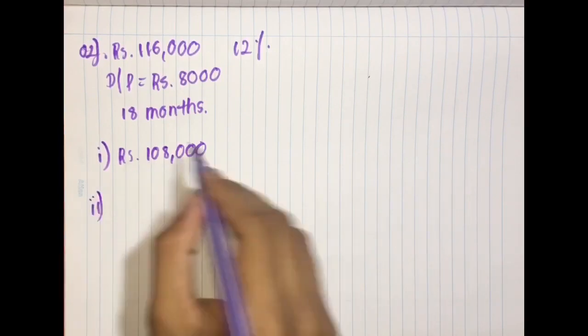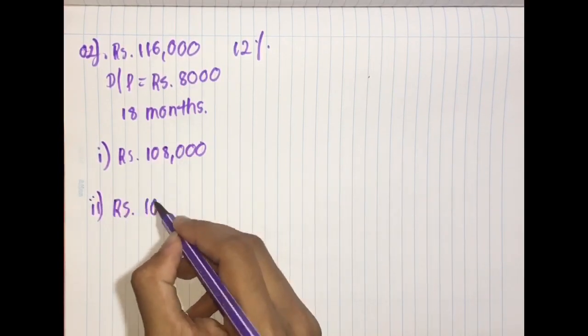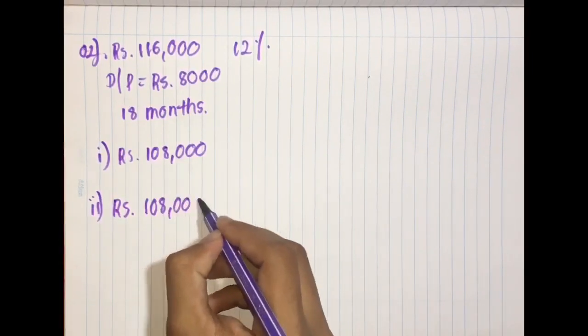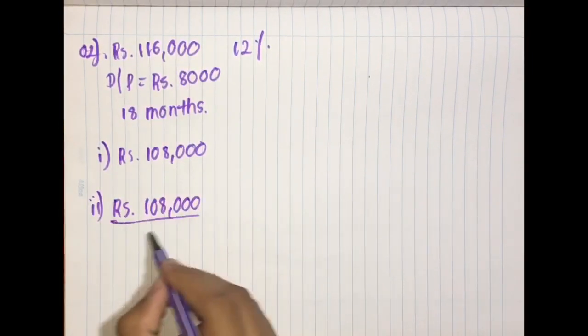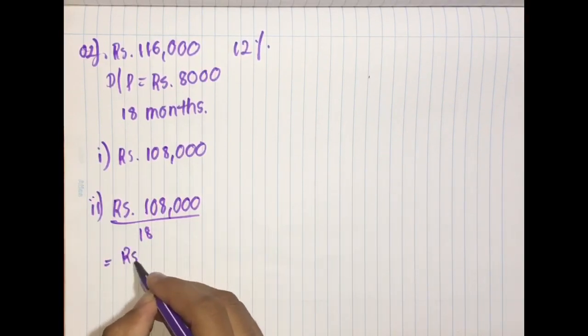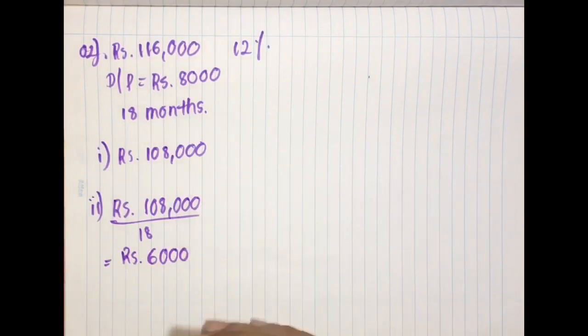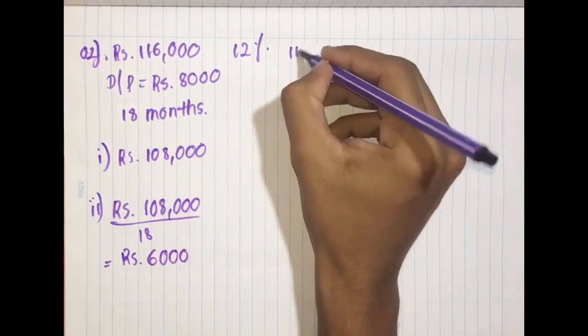Okay. And the second part, Roman number 2, what is the loan per month? This is the total loan he has to pay for a month. How do we find it? Altogether, how many months are they allowed? Altogether 18. So you have to divide by 18. That will give you 6,000. Okay. So 6,000 is the loan amount without the interest this person has to pay.